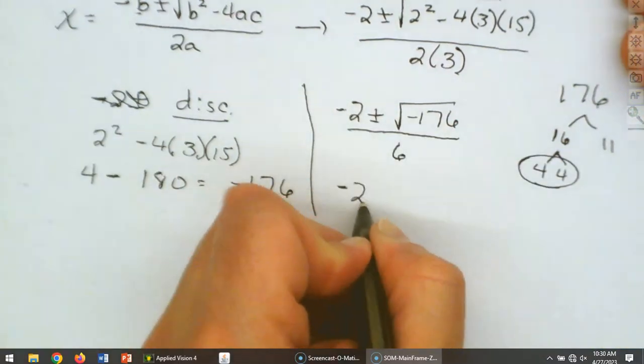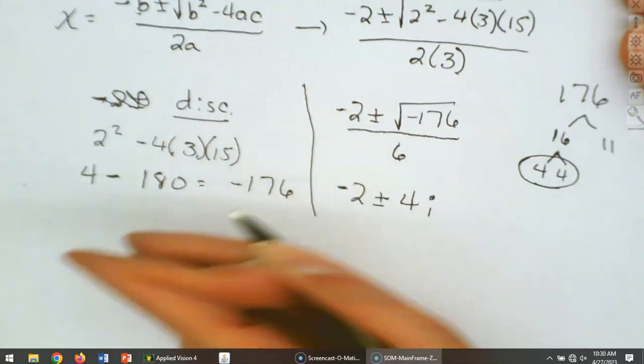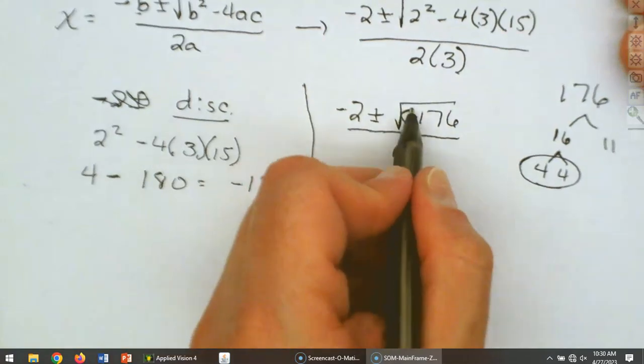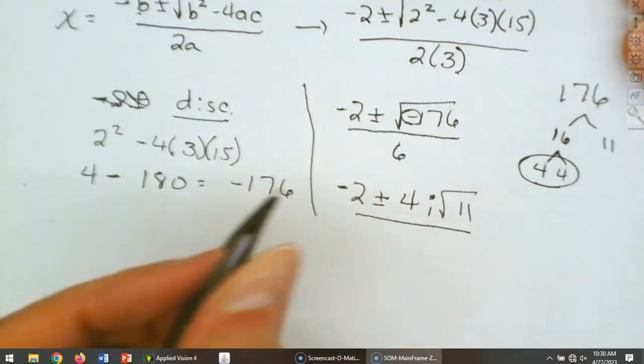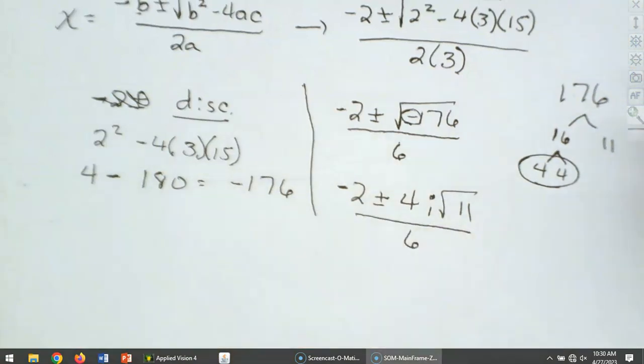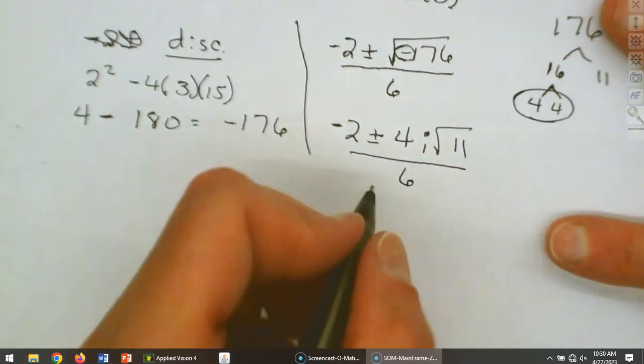So we now have minus 2 plus or minus 4. We have an i that comes out because of this negative here. And what's left over? Square root of 11, and that is over 6. Split it up and reduce it down if possible.